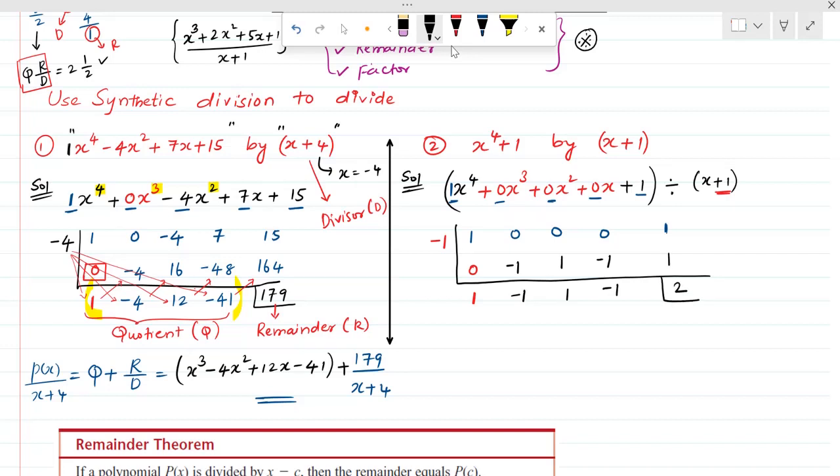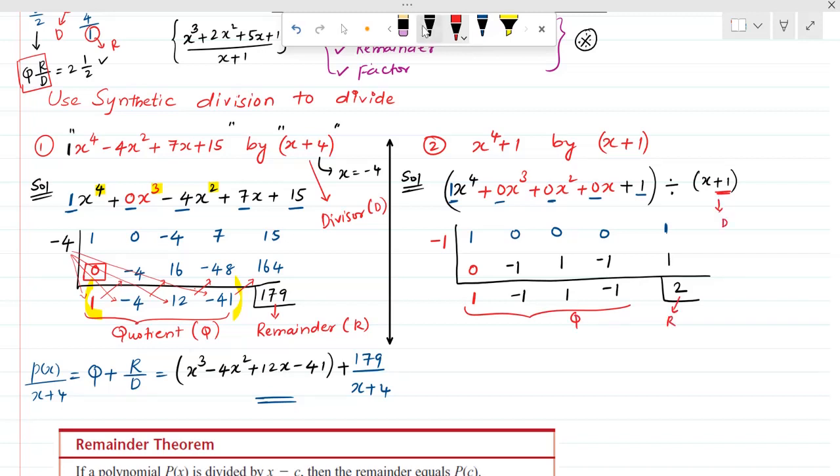So let us check one more time. This is 1. Multiply by minus 1. Add it, minus 1. Minus of minus, plus 1. Add it, plus 1. Minus 1 into plus 1 is minus 1. Add it, minus 1. When you multiply minus with minus, it becomes plus. Therefore, it's the quotient. Now, this is my Q, this is R, and this is the D.